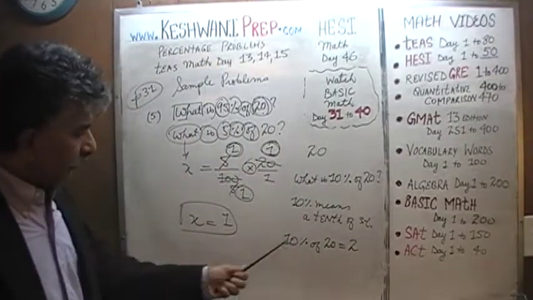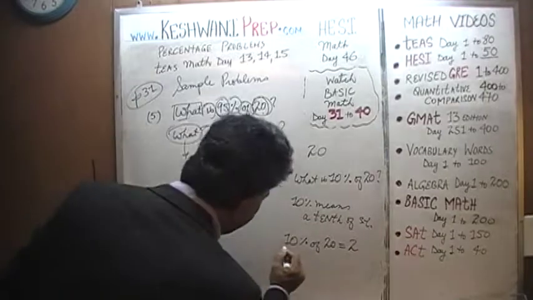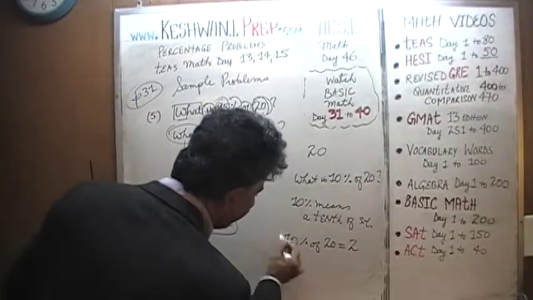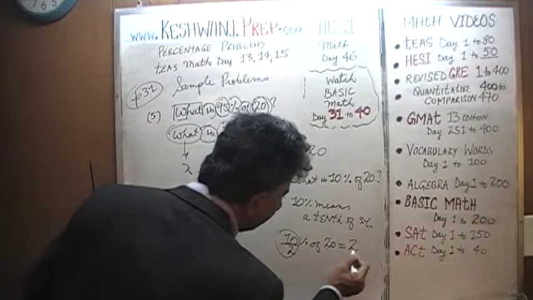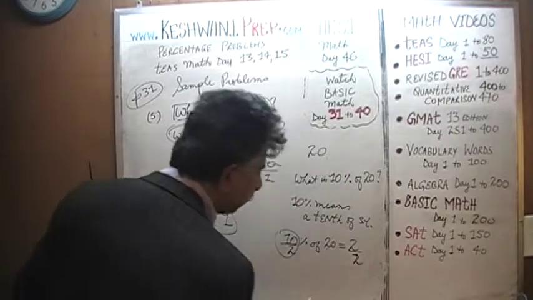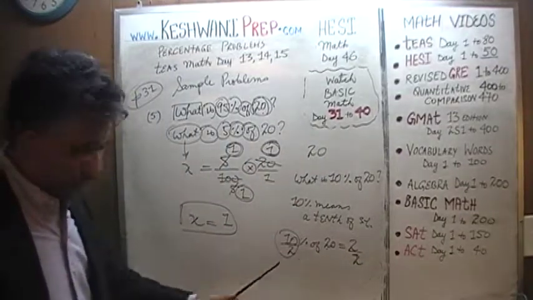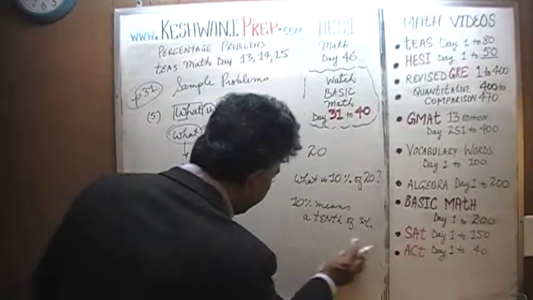You with me? If 10% of 20 is 2, then if you were to take half of that, 10 divided by 2, which is 5%, 5% of 20 must be half of this amount. If 10% is 2, 5% would be 1. Let me rewrite it.